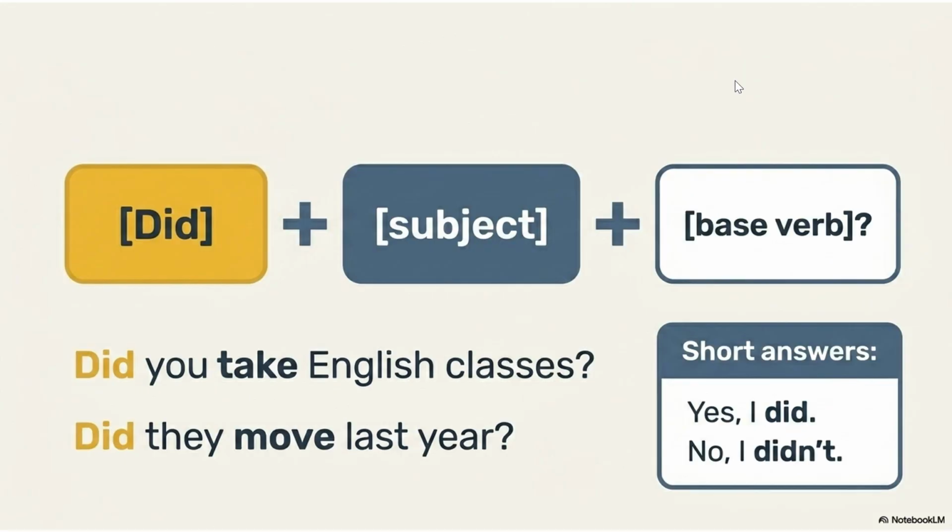Let's continue. I'm going fast because this is not a new topic. This is more like a review. Did plus subject plus base verb. We know that when we build a question in the past tense, we have to use the auxiliary did, and for that reason, we will use the base form of the verb. Did you take English classes? Because it is a yes or no question, we use yes, I did, or no, I didn't. Did you move last year? Yes, I did. No, I didn't.